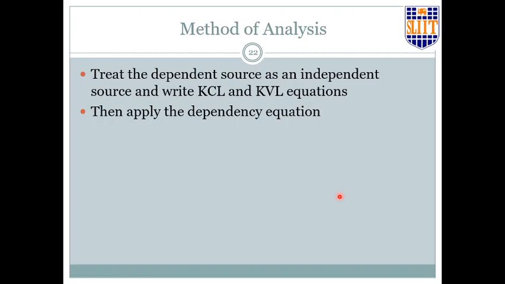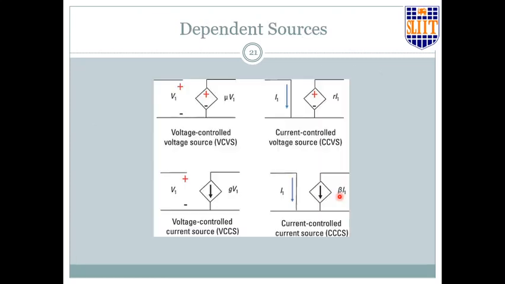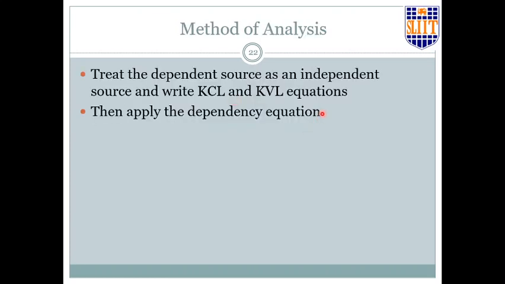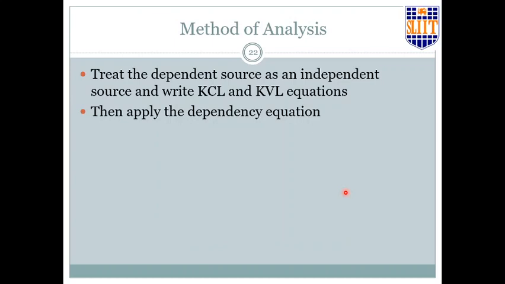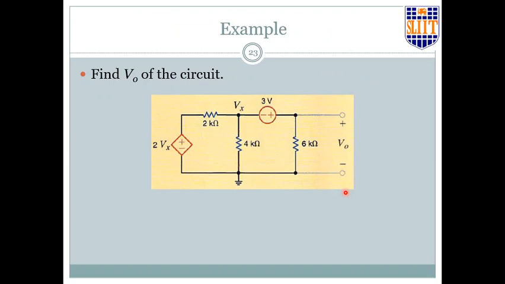Right, so the method that we have to use is, first we treat the dependent source as an independent source. You just treat it as it is with the equation that is given in there, and write the KVL equations and just apply the dependency. You substitute whatever values are given by the dependency equation, in this one, or this one, or this one, in the equation. So that will give us the solution straightforwardly. Let's look at an example.